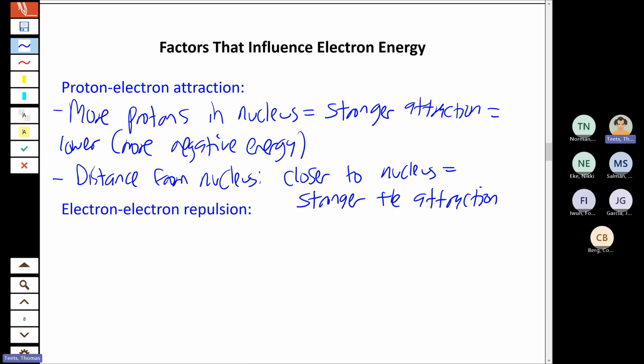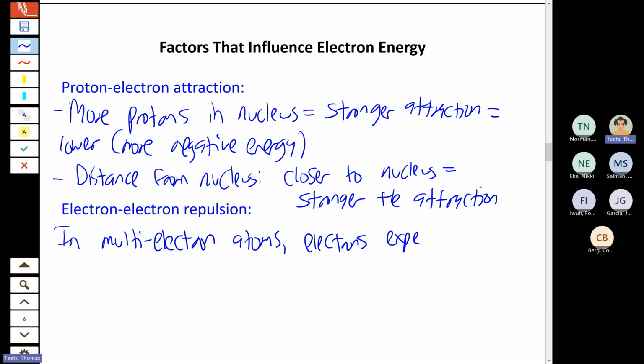But then there's the opposite term that we have to consider here, which is electron-electron repulsion. When you have more than one electron present, those electrons are going to be attracted to the nucleus, but they're also going to be repelled by one another. Whenever you have electrons in the same region of space, those are repulsive forces that are destabilizing and raise the energy. So as we're moving out towards multi-electron atoms, in hydrogen, you don't have to worry about this because there's only one electron. But in multi-electron atoms, which is everything else on the periodic table, the electrons experience repulsive interactions because of the other electrons that are present.